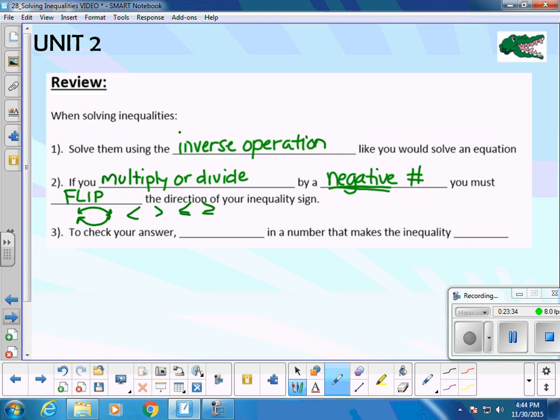And then to check your answer, you plug in a number that makes the inequality true. So you're finding a number that makes that statement a true statement. That is all we have. Go ahead and try to solve number 5 because we didn't solve that in our notes. I want you to try to solve number 5, and it will be one of our questions on Edmodo.